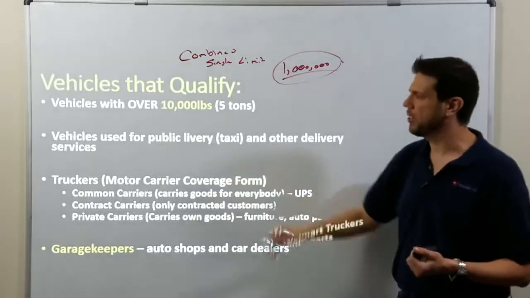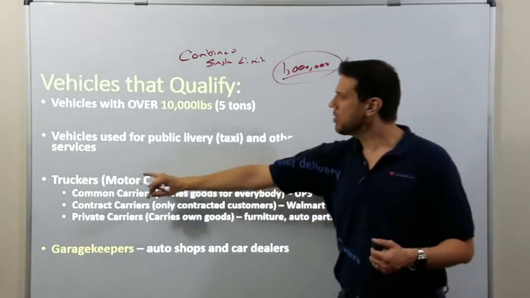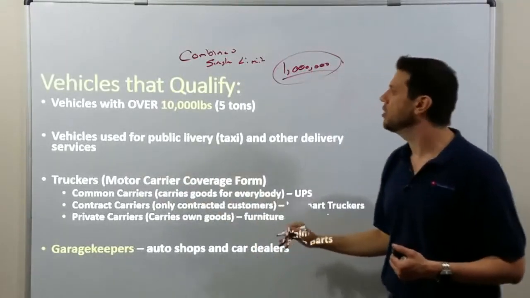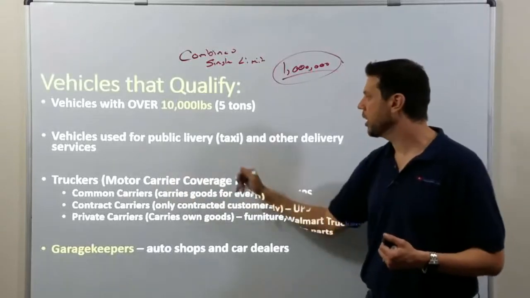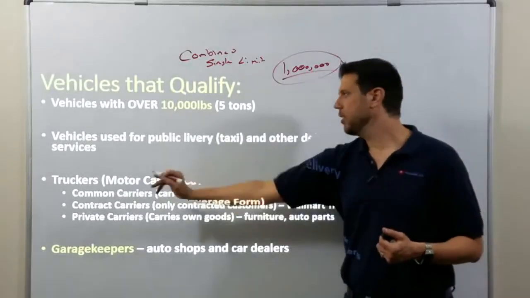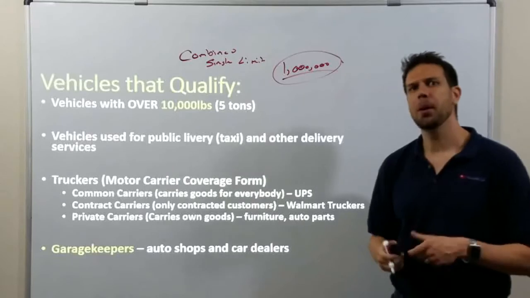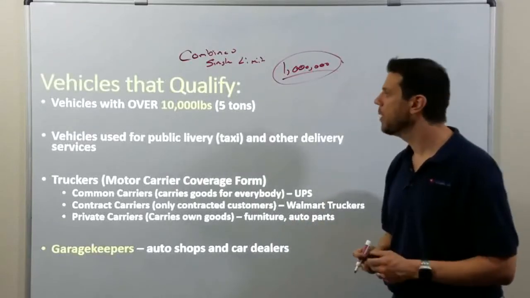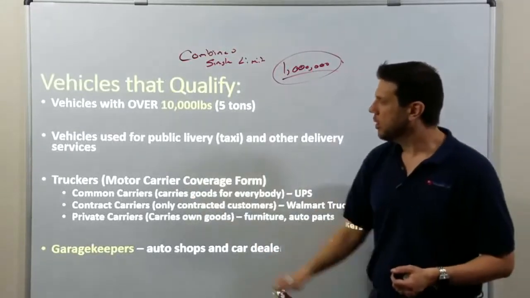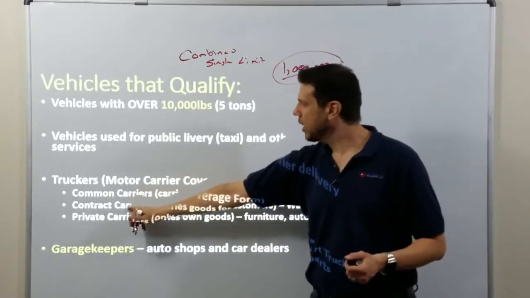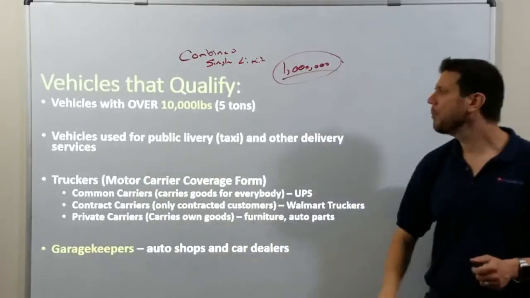Let's quickly talk about the truckers, though. Truckers insurance, as of 1980, is known as the Motor Carrier Coverage Form. This is the new name of truckers insurance. There's three kinds of truckers: common carriers, contract carriers, and private carriers.